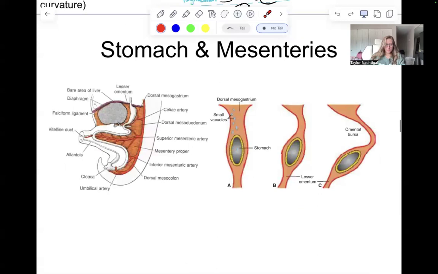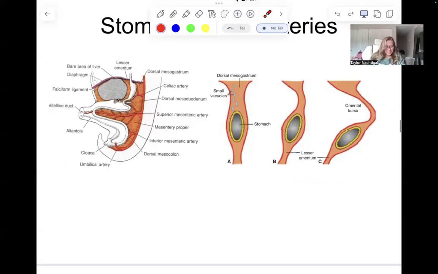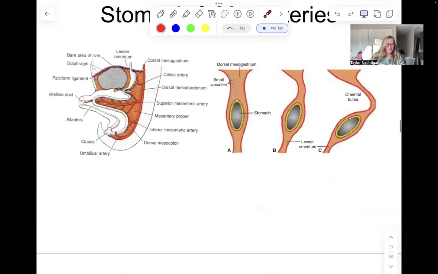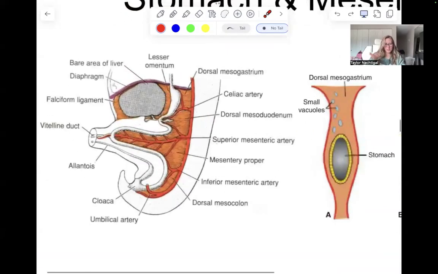I'm not going to orient you to the mesenteries because I can't. I didn't spend enough time on this one. Moving on. Here's the picture though. I drew this picture. That's what I already oriented you to. I should have just looked ahead in my slides.